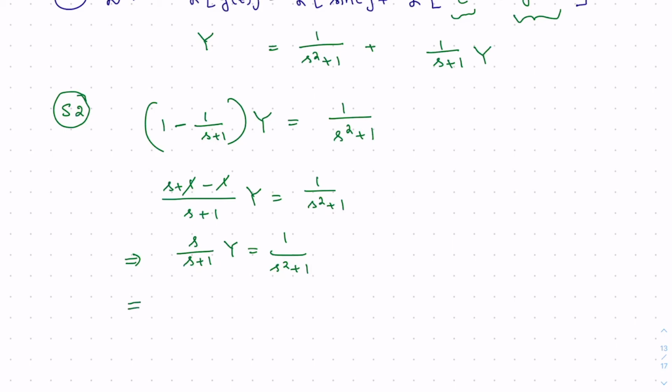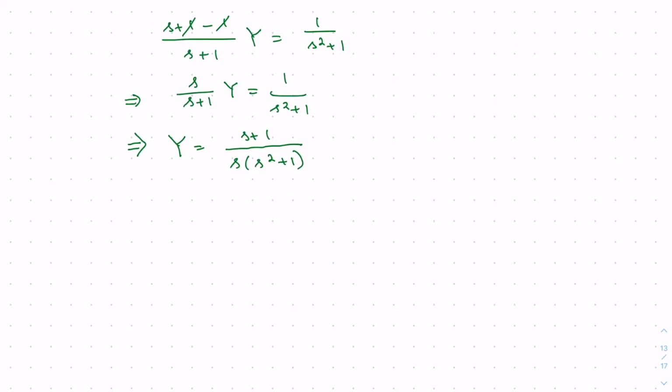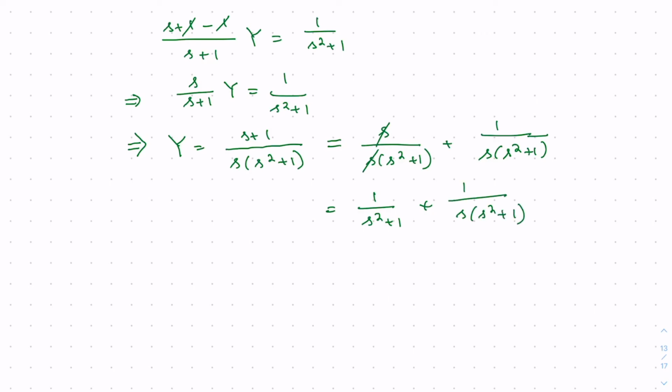If I simplify this furthermore, you see that I am going to have Y to be s plus 1 as my numerator, and the whole thing is divided by s times s squared plus 1. Here I am going to have to do the partial fraction, but before I do the partial fraction, let me simplify this to make my life easy. This would be s over s times s squared plus 1, plus 1 over s times s squared plus 1, and s and s get cancelled. So what I have is 1 over s squared plus 1 plus 1 over s times s squared plus 1.